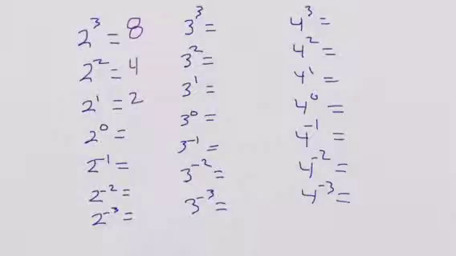Now if we look at the pattern, we'll notice that we took 8 and divided by 2 and we got 4. And we got 4 and divided by 2 and we got 2. And 2 divided by 2 is 1. And 1 divided by 2 is 1/2. And 1/2 divided by 2 is 1/4. And 1/4 divided by 2 is 1/8.